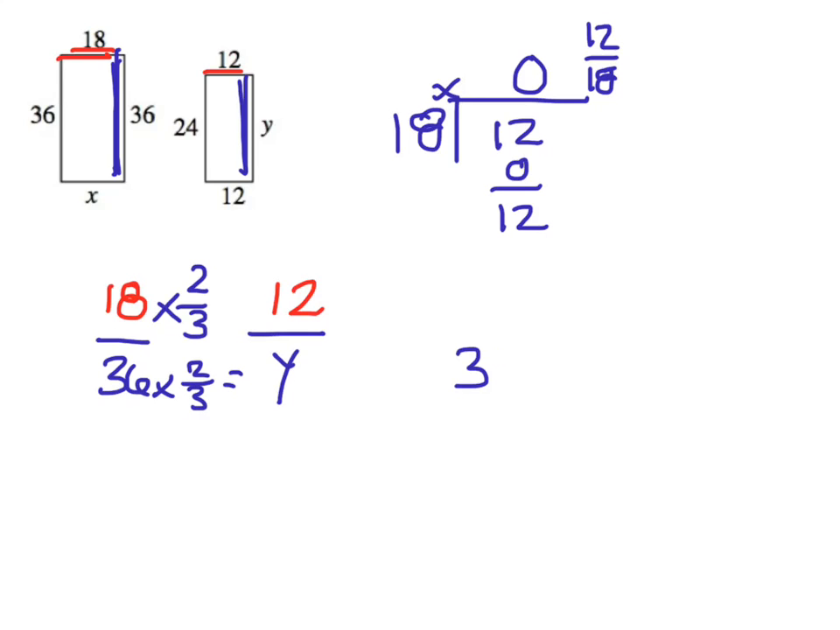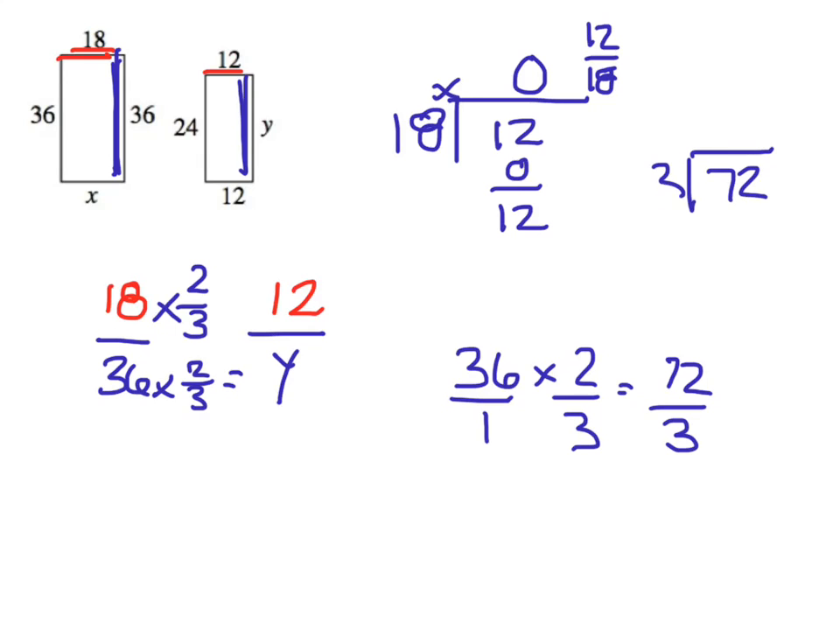So I just need to figure out 36 times 2/3 is what? Let's do it real quick. 36 over 1, times 2/3 is going to be, what, 72 divided by 3. Do a little more side work here. 72 divided by 3 is 60, and we have 12 left over. That becomes a 4 is 24. So 36 times 2/3 is 24. Y is 24.